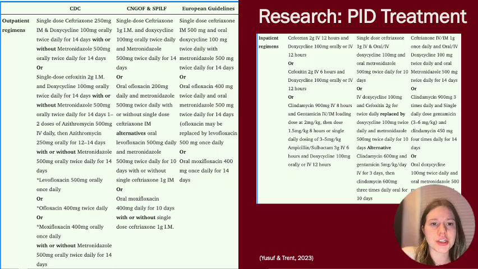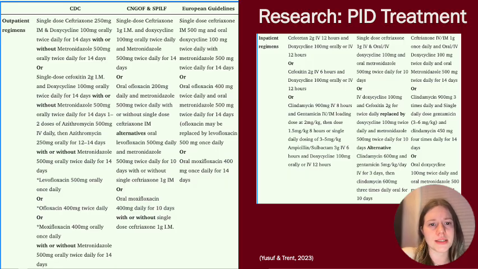Now, the CNGOF and SPILF French guidelines, they're really all similar, but they recommend ceftriaxone plus doxycycline and metronidazole, or fluoroquinolones with or without ceftriaxone. Now, the French guidelines do differ from the CDC US guidelines in the duration of antibiotic therapy. So instead of the 14 days, theirs is approximately 10 days of treatment.